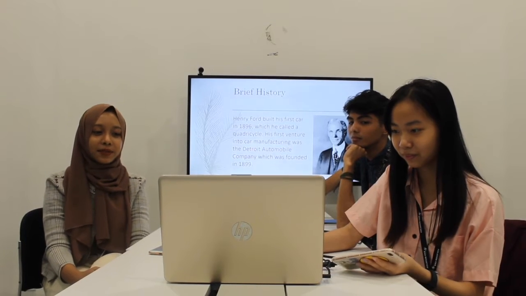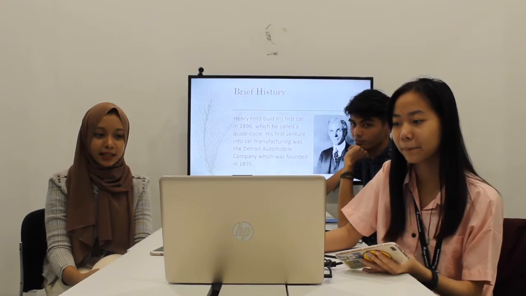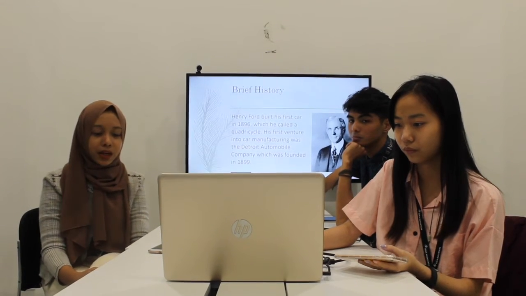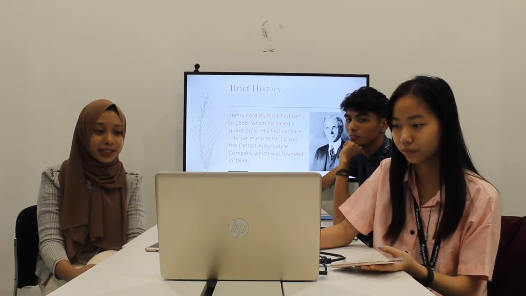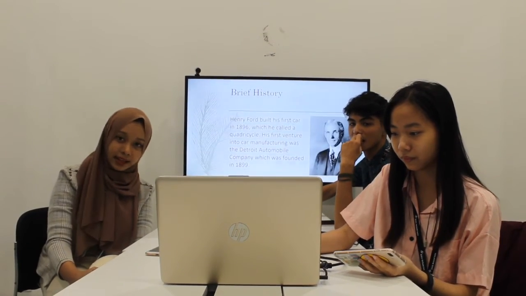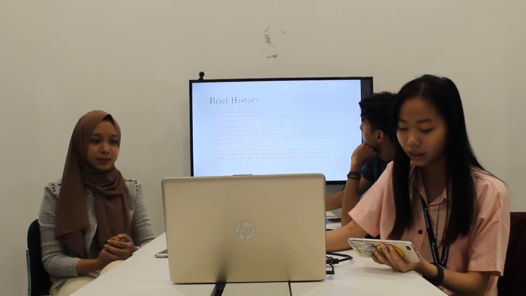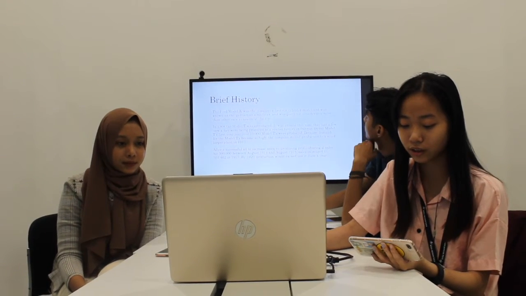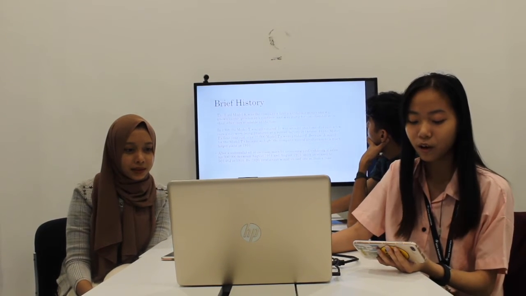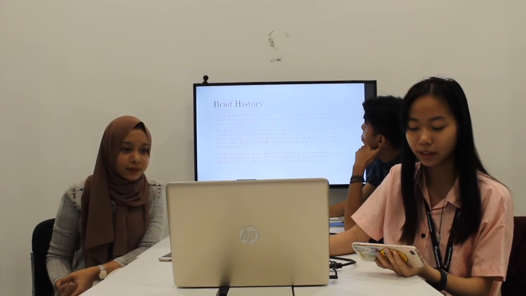And then, brief history. Henry Ford built his first car in 1896, which he called a quadricycle. His first venture into car manufacturing was the Detroit Automobile Company, which was founded in 1899. The Ford Model K was the company's first six-cylinder model and was known as the Gentleman Roadster, and was going for considerably more than other cars available at the time.